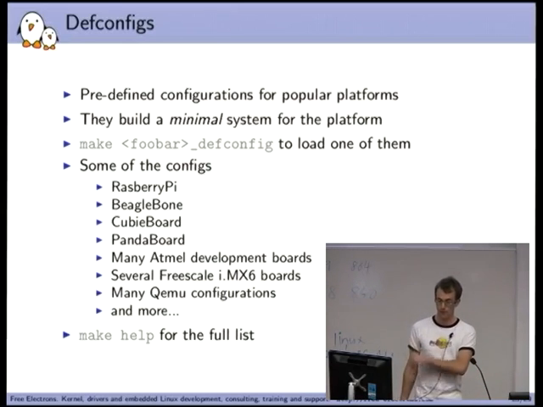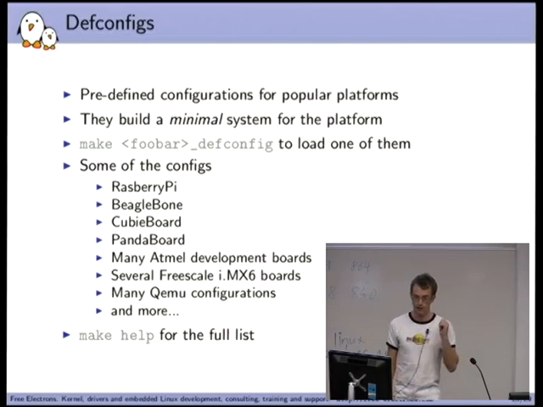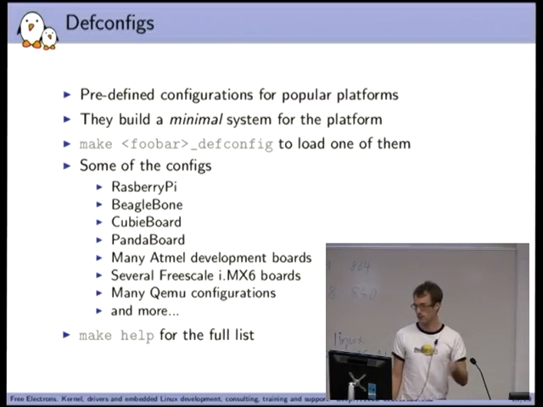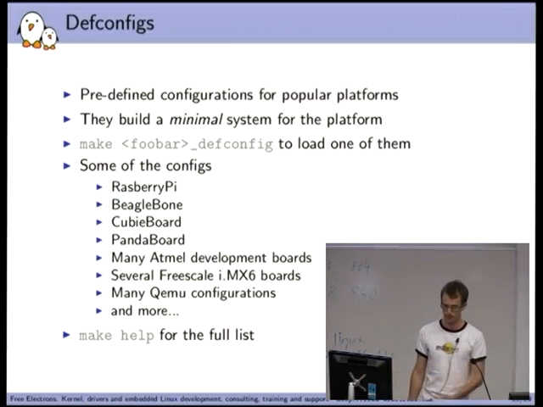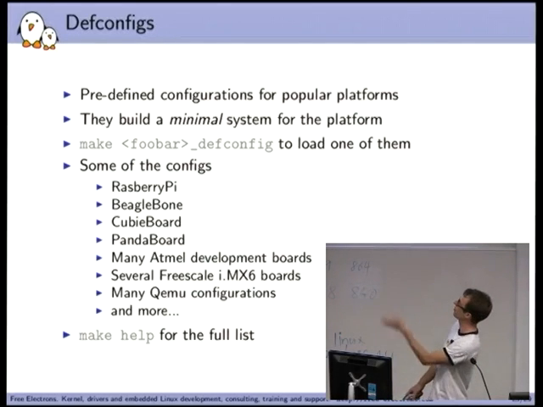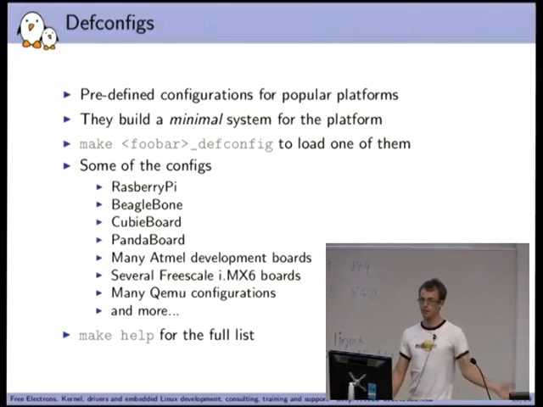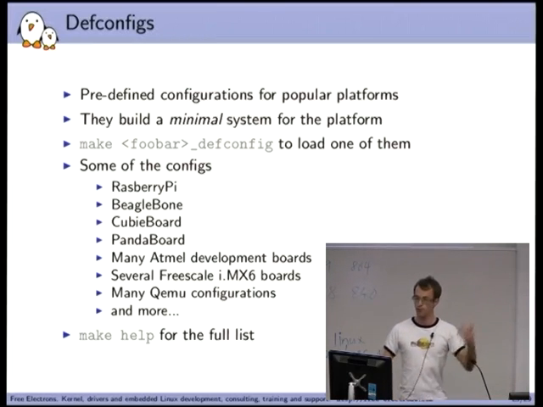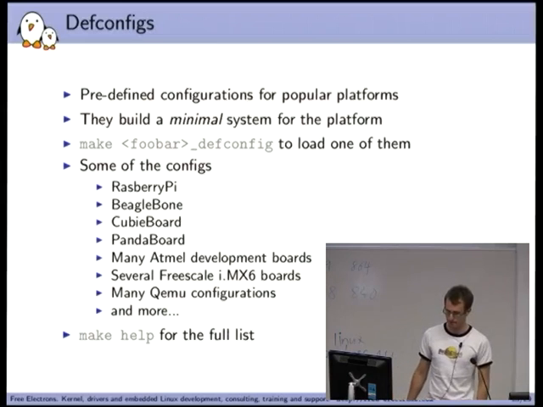But at least those defconfigs build the right kernel, the right bootloader, select the right architecture options, and so on, and give you a system that is known to boot on this platform. To use them, you just do make blah blah defconfig, like make raspberrypi_defconfig. It's going to load that default configuration, and you start the build by running make, and it's going to produce a system that runs on your Raspberry Pi.